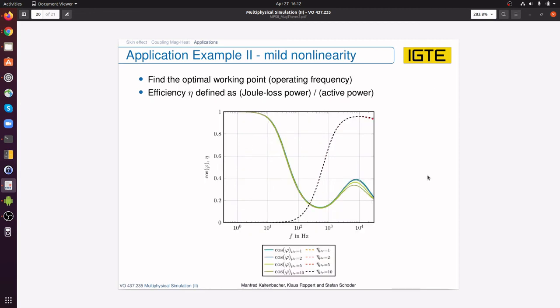Okay, so with this model you can also perform some efficiency studies. You can evaluate the efficiency, eta, which here is defined as the Joule-loss power over the active power, and you can find an optimal working point over your frequency range. In this case, the optimal working point was somewhere here at, I don't know, 9.8 kilohertz.